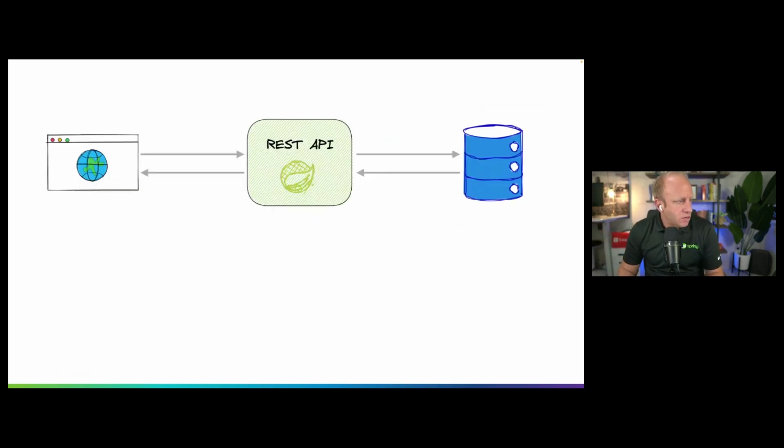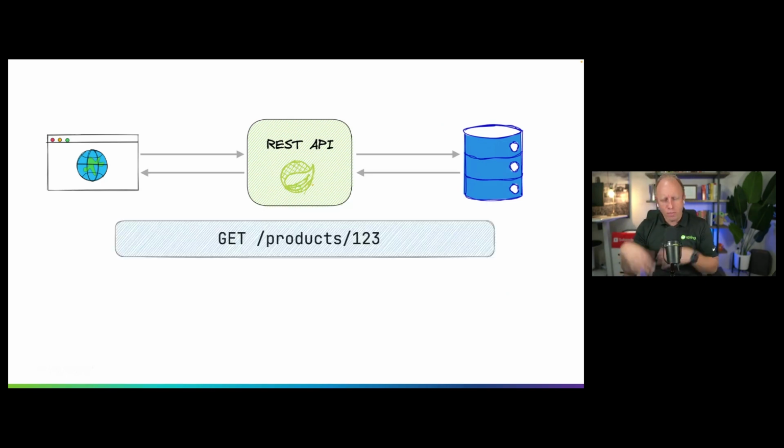So another scenario that comes up here, in the desktop world or even the mobile world, is this: we make a call to our REST API, we grab some data from the database, and we return it to the client. We're building out a screen where we want to get some product information. So we make a GET request. We say, hey, give me all the product data for product number 123.